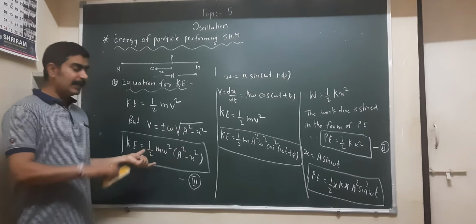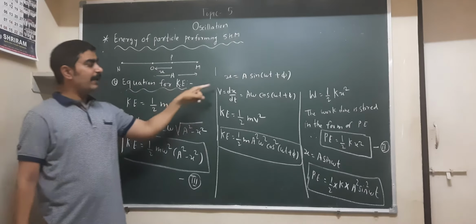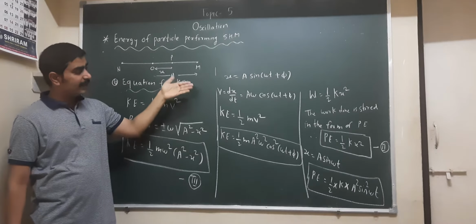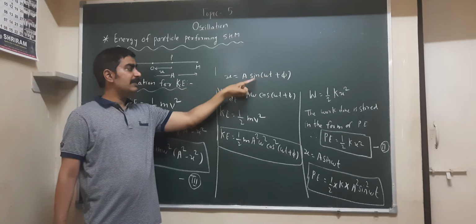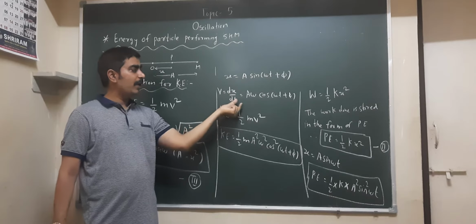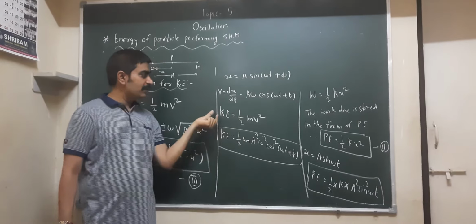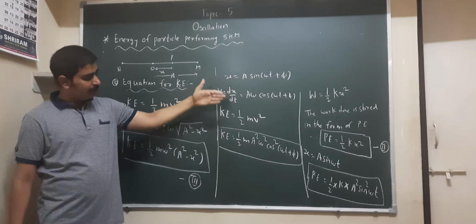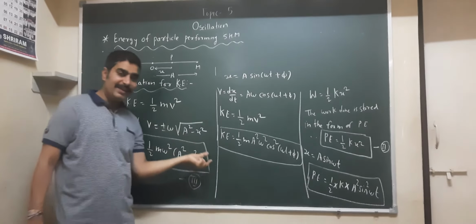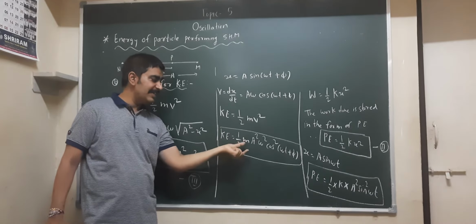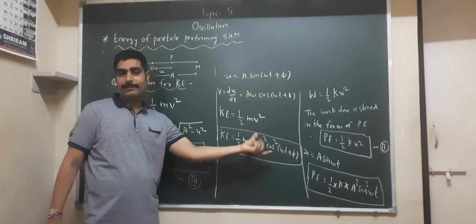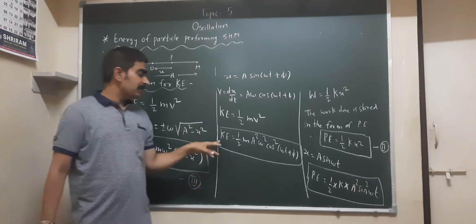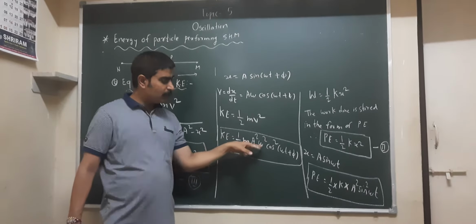But we can again modify this formula in a different format. If x is equal to a sin omega t plus phi, this is the displacement, then we can calculate the velocity by taking the derivative. The derivative of sin is cos, and omega comes out. So a omega cos omega t plus phi. So this is the formula for the velocity. Now kinetic energy is equal to half mv square. Substitute this value, and you get the formula for the kinetic energy as half m a square omega square cos square omega t plus phi. Friends, if you are not writing the phi also, then you can write KE is equal to half m omega square a square cos square omega t.